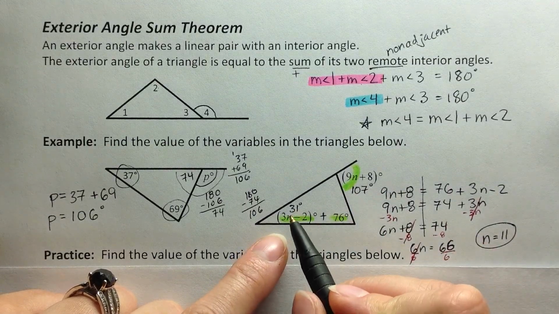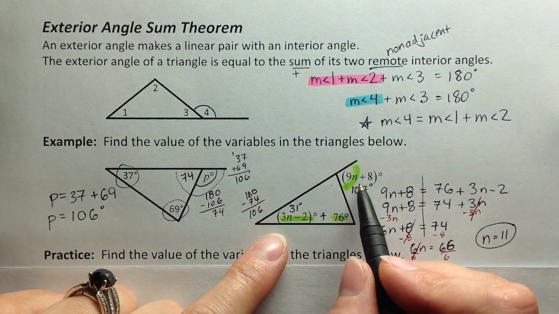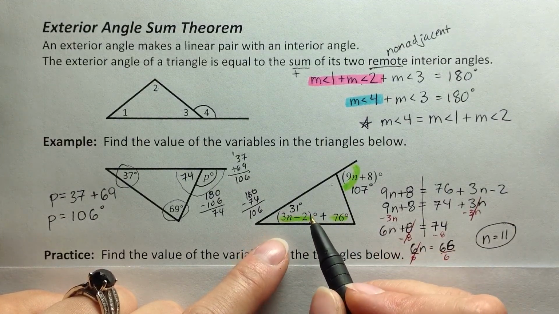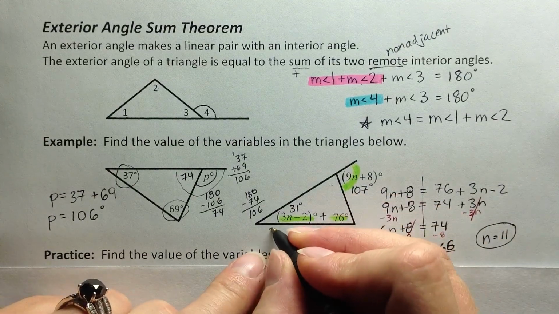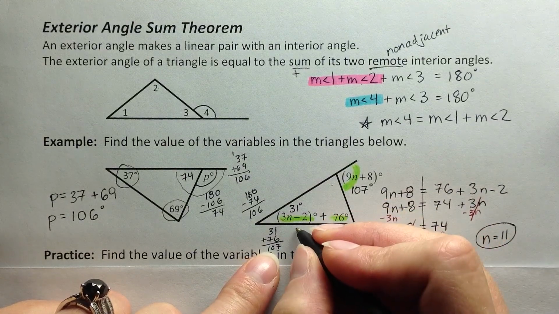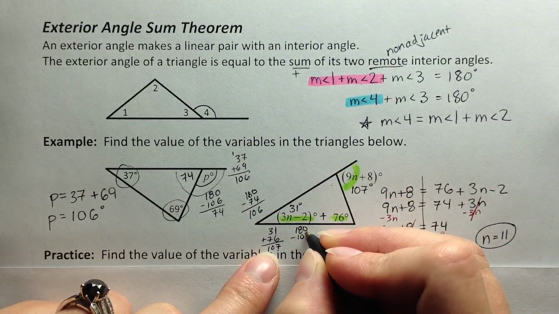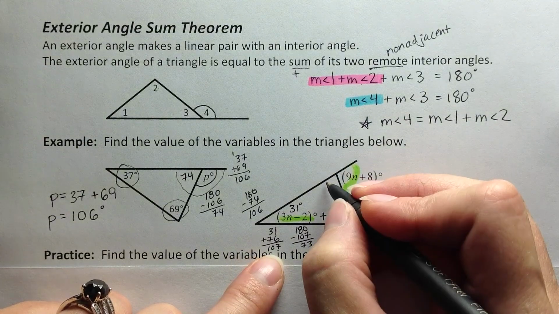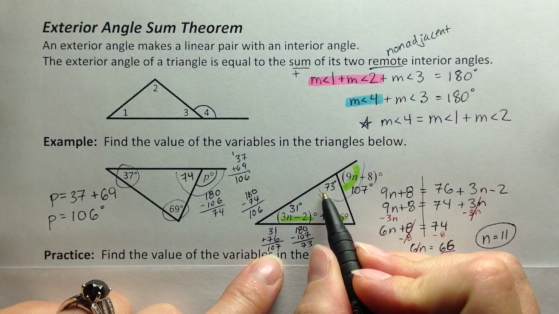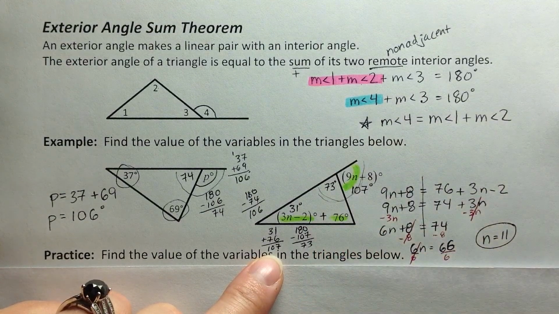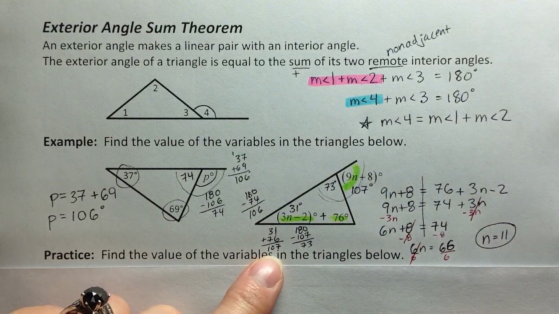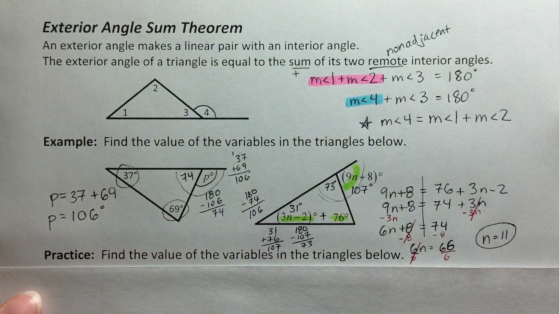But again, I can check this by finding this angle and make sure that those make a linear pair. 31 and 76, that's 107. And then if I do 180 minus 107, I get 73. So that means this angle is 73. And now looking at these two, 73 plus 107 is 180. So I feel really confident about my answer here, this 11. All right, great. Now you can try a couple practice problems.